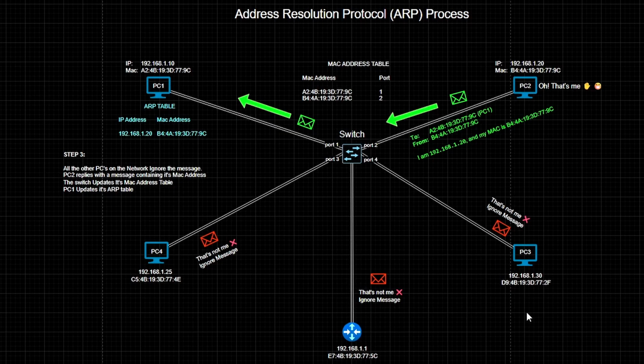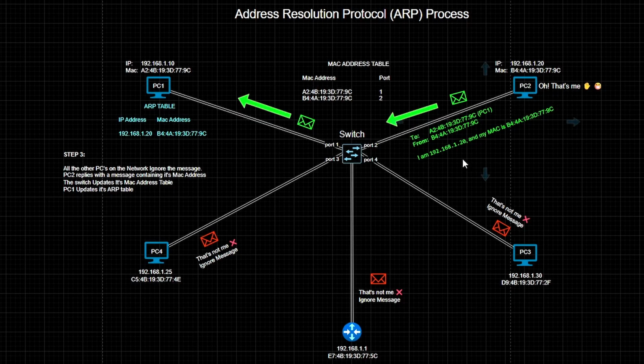It ignores. PC3 over here with an IP address of 192.168.1.30 receives the same packet. It ignores that packet because it's not them. And then PC2, when PC2 receives that, it notices, that's my IP address. So, oh, that's me. Then it does a reply now. It doesn't ignore it. It does a reply.